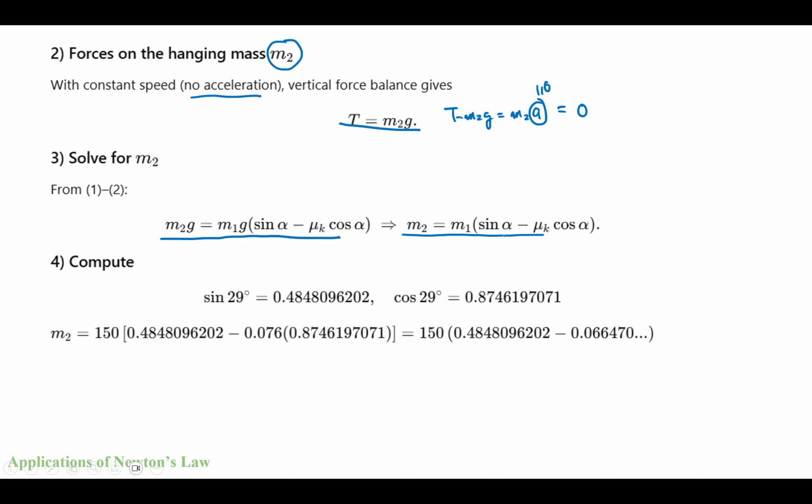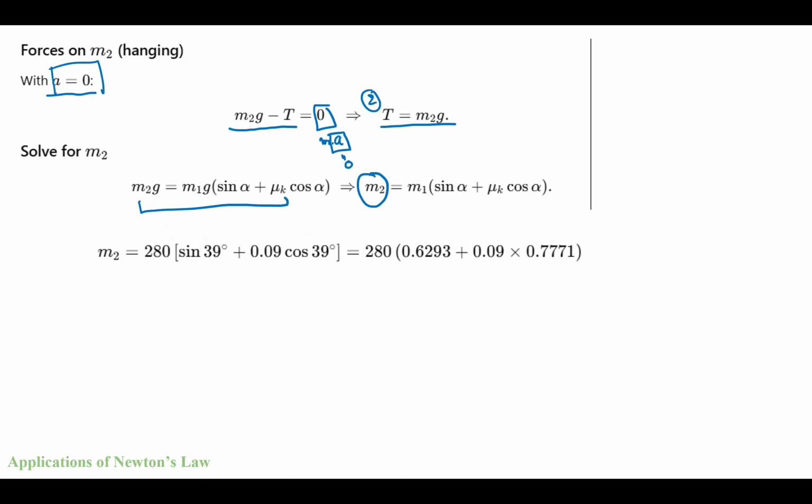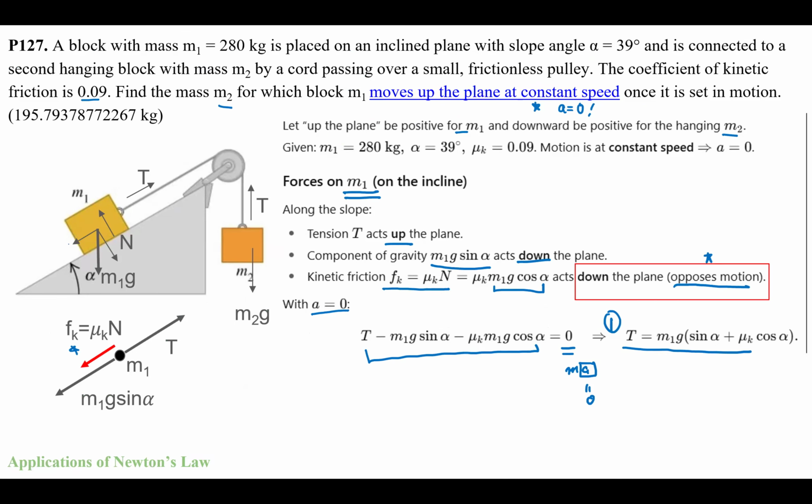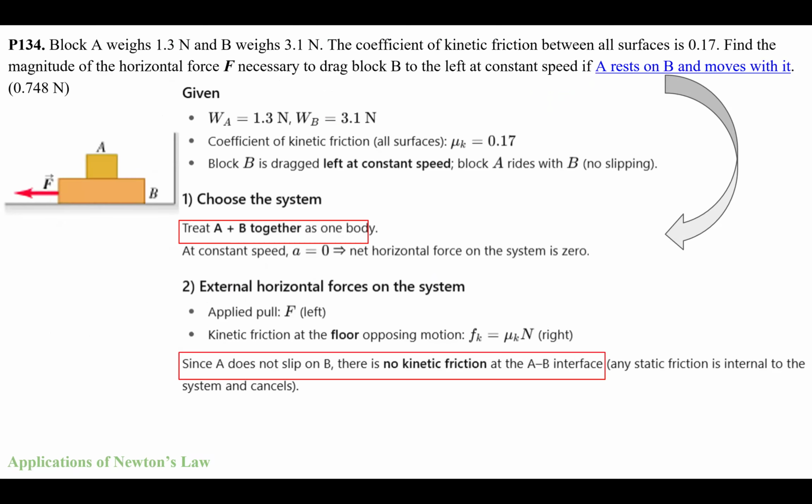So the natural language statement, M1 moves down the plane at a constant speed, versus M1 moves up the plane at a constant speed, gives you very different physical equations. Okay, so that's the thing you need to take note of.